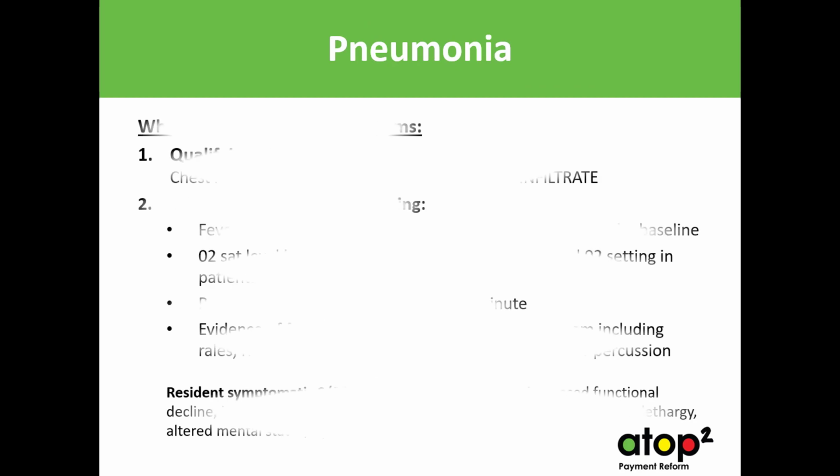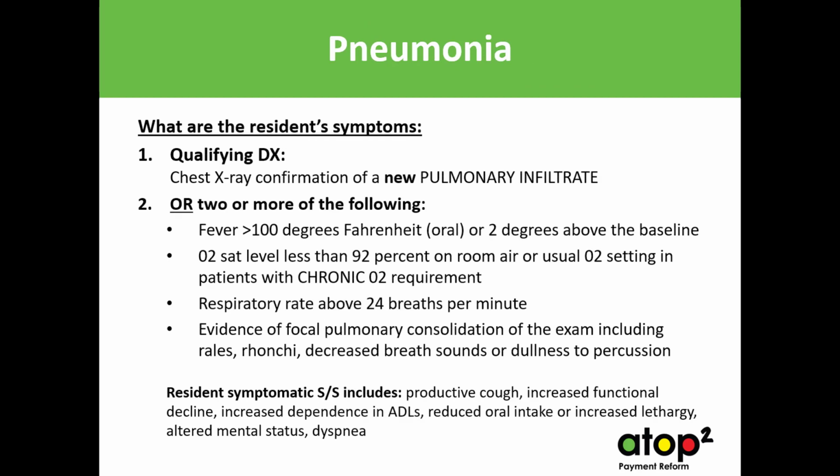Pneumonia. The qualifying diagnosis requirements are a chest x-ray confirmation of a new pulmonary infiltrate, or 2 or more of the following: fever greater than 100 degrees Fahrenheit oral or 2 degrees above the baseline, O2 sat less than 92% on room air or usual O2 setting in residents with chronic O2 requirements, respiratory rate above 24 breaths per minute. Evidence of focal pulmonary consolidation on exam, including rales, rhonchi, decreased breath sounds, or dullness to percussion.